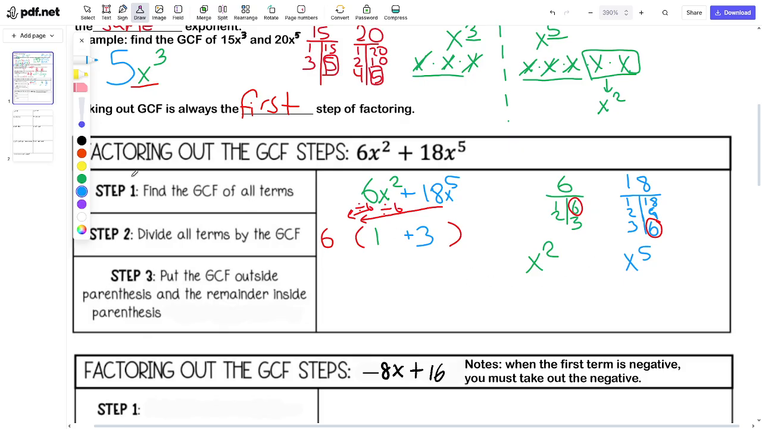Well, it's actually kind of simple. Which one is the lowest one? X squared or x to the 5th power? If your answer is x squared, you'd be right. All you do here is you take out x squared from x squared, and you take out x squared from x to the 5th.